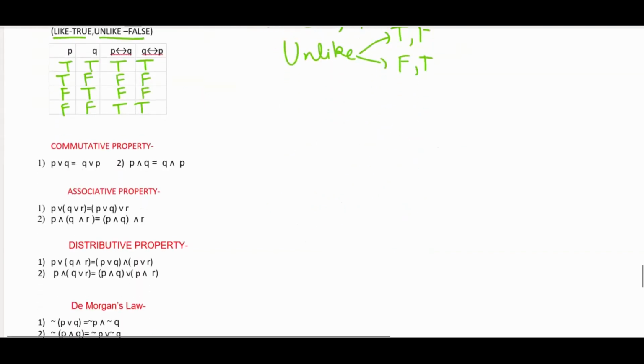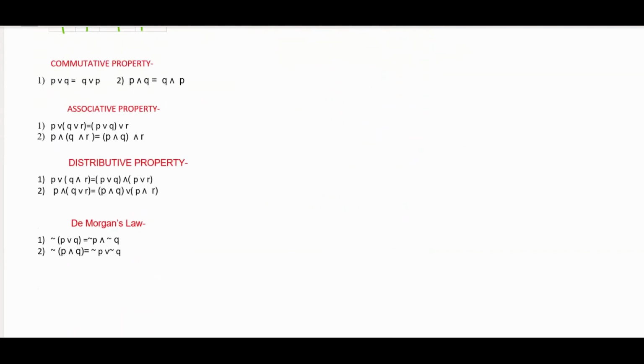Okay, now look, a few more properties are written here and we are going to use them. All of you must know that commutative property means you just have to interchange their places. That is, P union Q or P disjunction Q is equal to Q disjunction P. You can do this while solving the question. Same for conjunction: P intersection Q is equal to Q intersection P. So this is called commutative property.